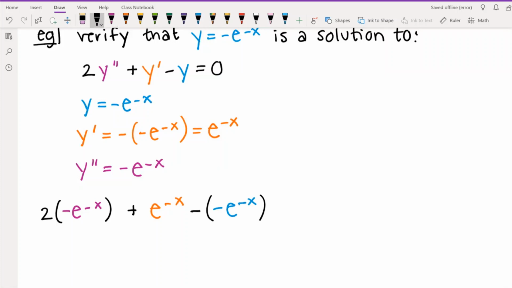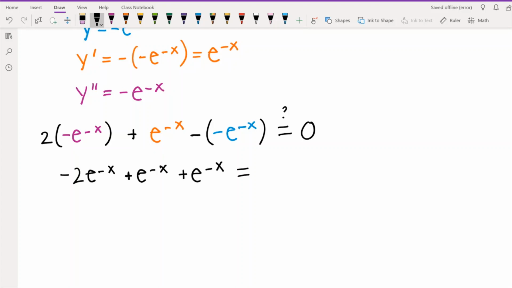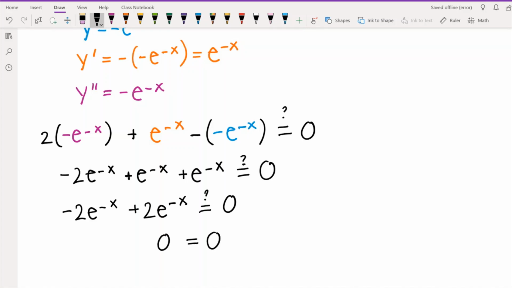So let's see, we're trying to figure out, is this equal to 0? If we multiply this together, we get negative 2e to the negative x. And then here we have e to the negative x plus e to the negative x. So now we have negative 2e to the negative x plus 2e to the negative x. And we're seeing if that equals 0, and it does, right? 0 is equal to 0, so we just verified that this is a solution.